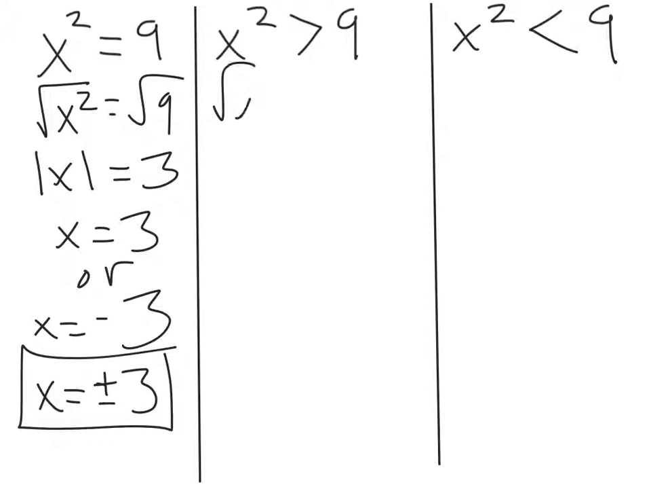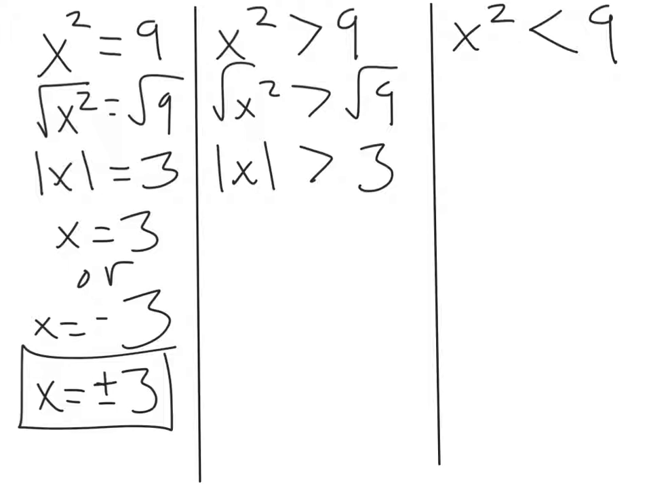Same idea over here. We get absolute value of x. And here we split it into two inequalities. The first is x greater than 3, just like it looks like, without the absolute value. Or x, when we flip both of them, less than negative 3.